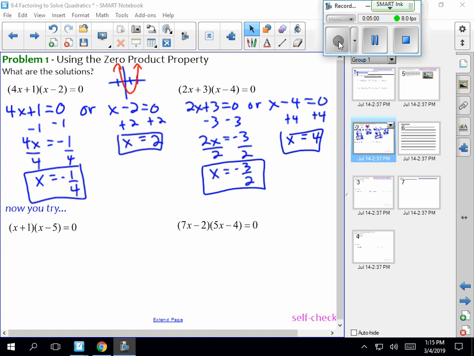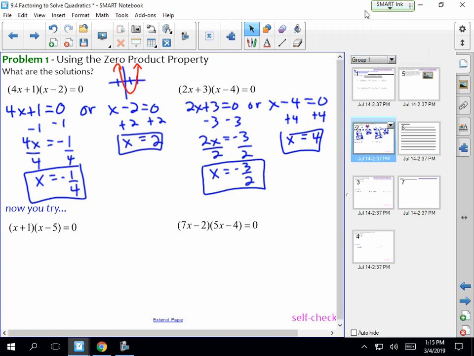Yeah, good. It looked like you guys got it. So we should have had -1 and 5 on the first one, and then 2/7 and 4/5 on the second. On your work on it.